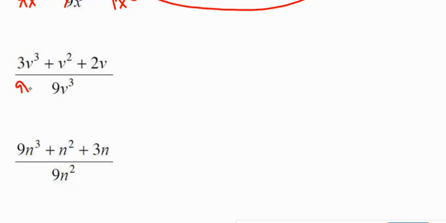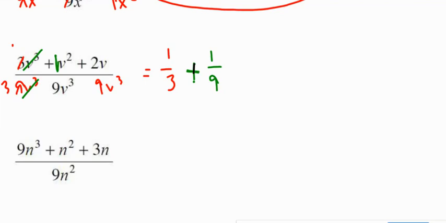Same thing, I'm going to just share my bottom term between, under every term in the numerator. So here I have 3 over 9. And 3 over 9 we can reduce to 1 over 3. So that's the same thing as a third. And then v cubed divided by v cubed cancels. I'll bring my plus over. So here, remember, the coefficient is 1. So 1 divided by 9, I'm just going to keep that 1/9.